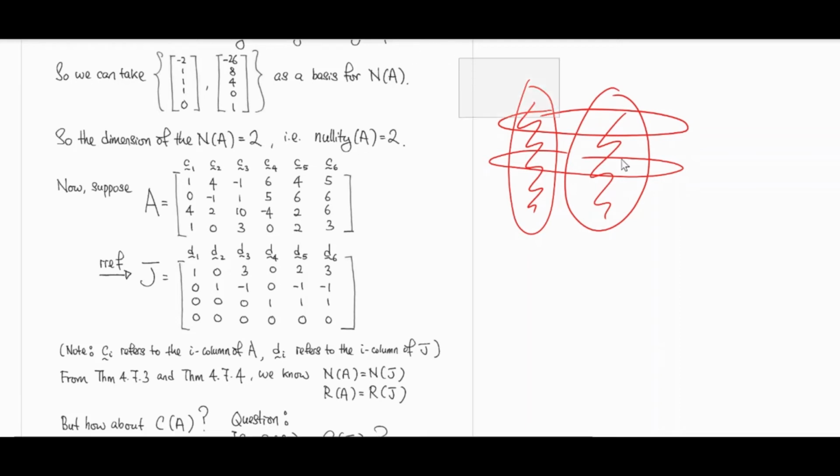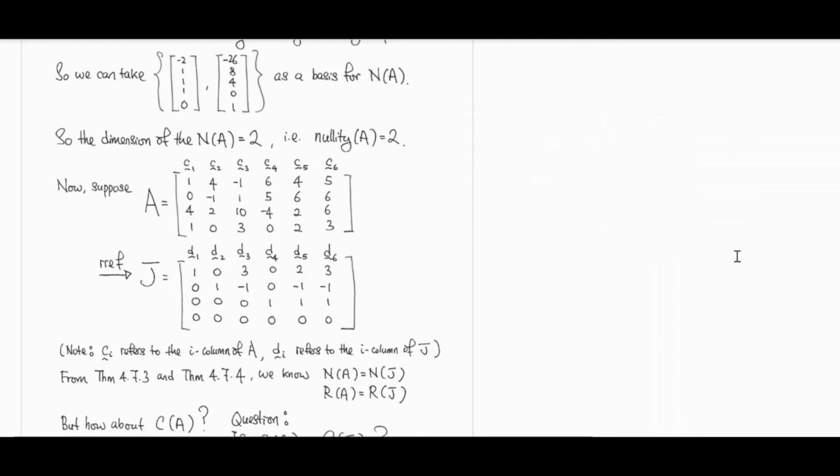So I want to show you why this is different. Let's look at the same matrix A. This matrix has 6 columns. This is the original matrix A, so it's column 1, 2, all the way to 6. We use the notation C for the columns of matrix A. And let's look at the RREF matrix. The RREF matrix has columns D1 all the way to D6.